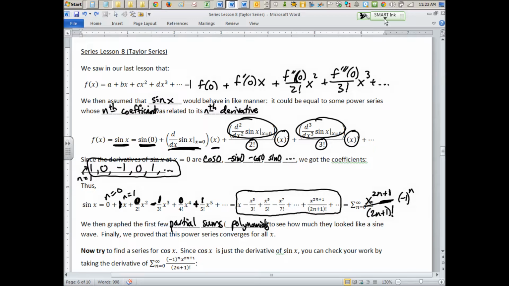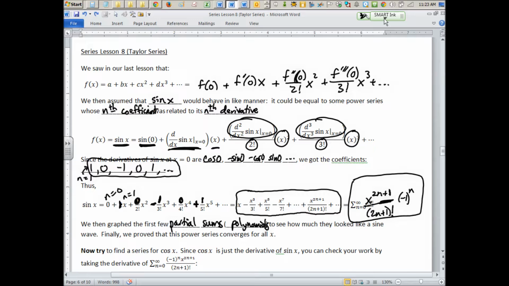But where it comes from is the assumption that the nth coefficient is related to the nth derivative at 0, and then this is just sort of a segue into something most people memorize, okay? So don't stress out if it's hard to understand. Just know that this means sine x.